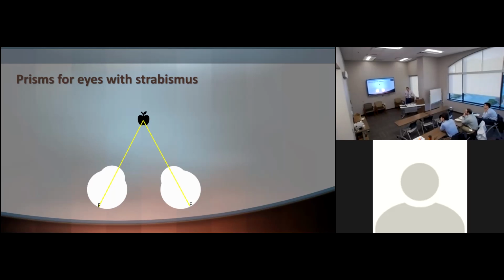Okay. Now what happens when we use prisms for strabismic eyes? So this patient, for example, normally, let's go back here. So we have the foveas in both eyes focusing at the apple. At the same time, we have a left visual field connected to the nasal retina of the left and temporal retina of the right. Nasal, temporal, right? And the right field is connected to the nasal retina of the right eye and temporal retina of the left eye. Right?